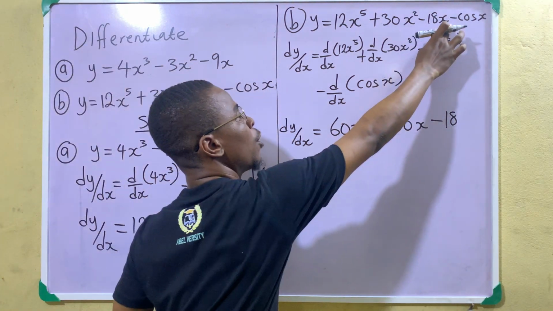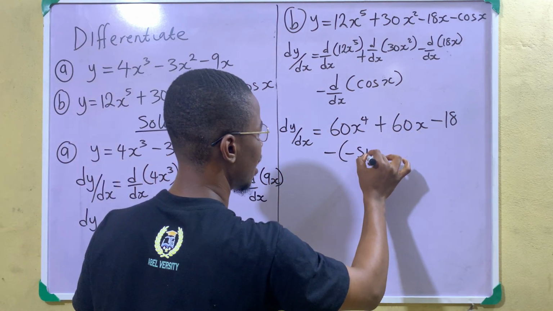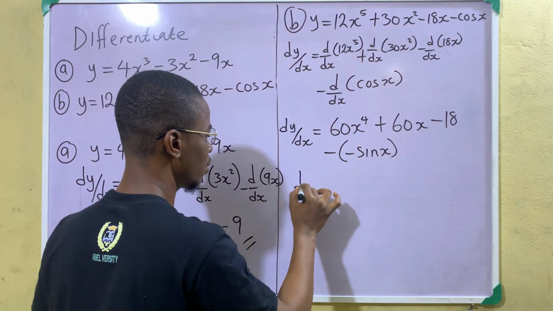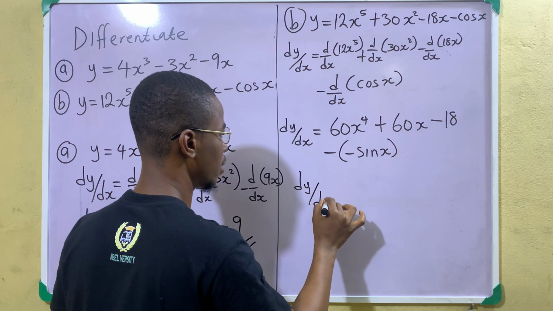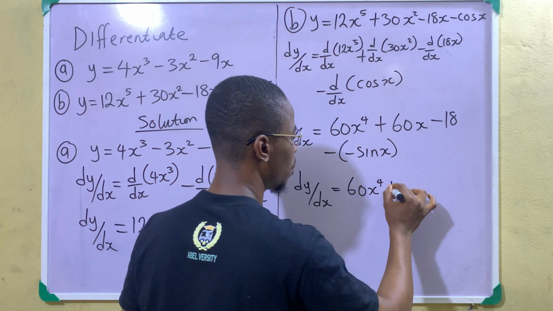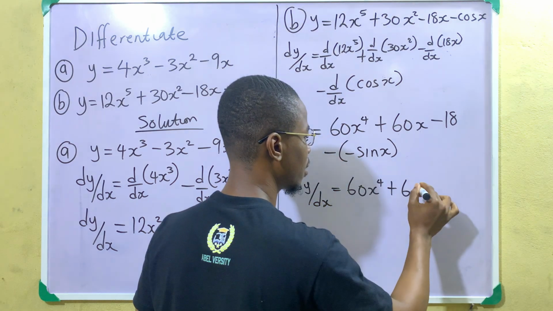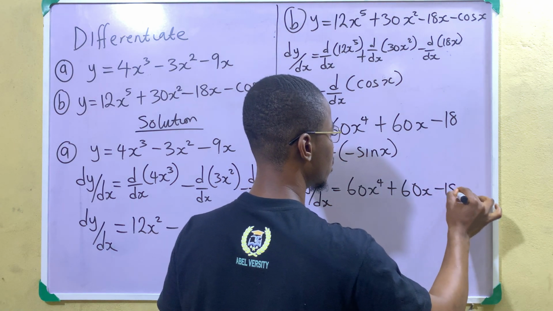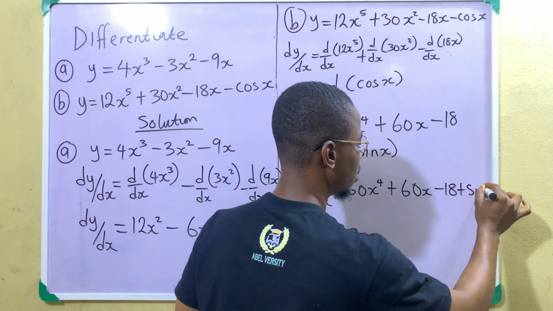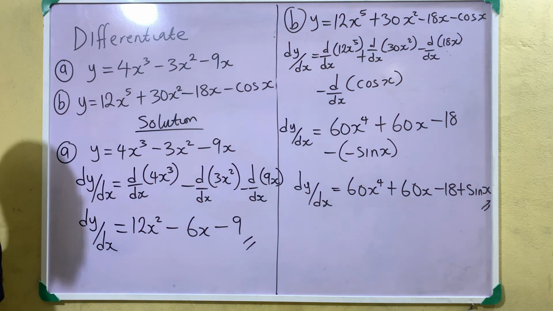Minus already here. But we know the derivative of cos x is minus sine x. So our final answer will be dy/dx equal to 60x power 4 plus 60x minus 18 minus minus plus sine x. So here is our final answer.